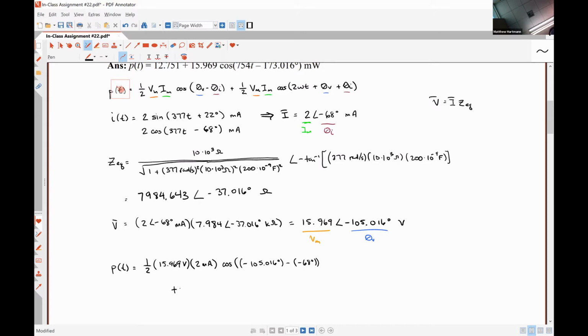And because I think I'm going to run out of room, plus 1/2 times 15.969 volts times 2 milliamps times the cosine of twice omega, 377 radians per second, times time, plus theta V, minus 105.016 degrees, plus theta I, negative 68 degrees.